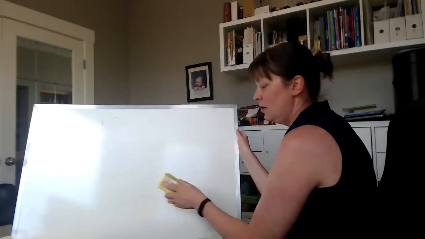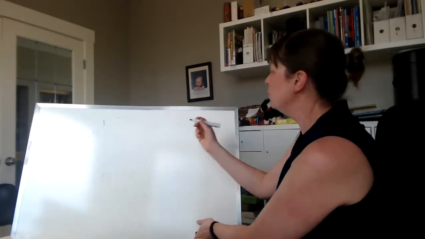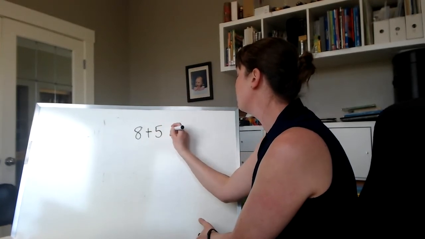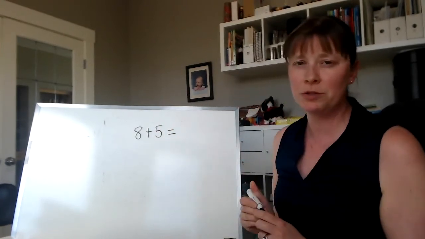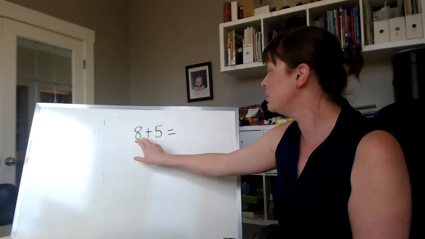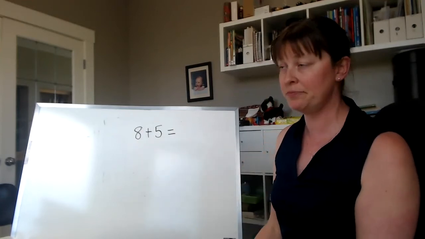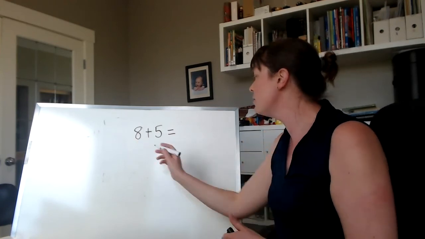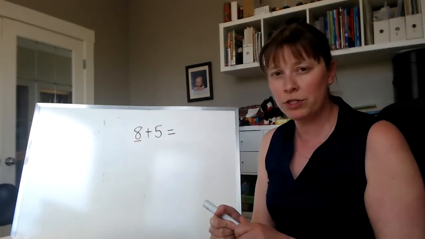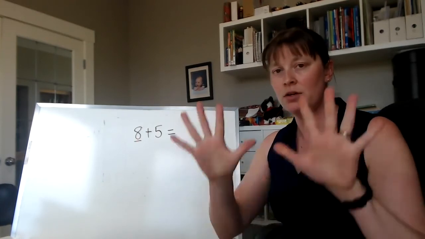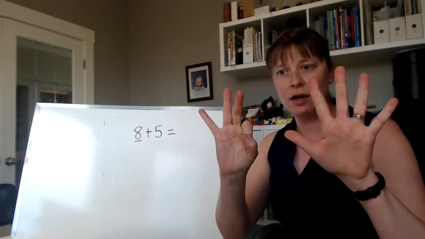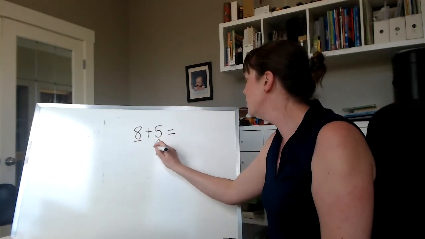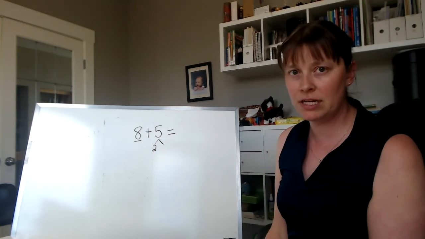Okay, so let's do 8 plus 5. Now, first thing we want to do is look for the biggest number. Which number is bigger, 8 or 5? You're right, the 8 is bigger, so we're going to look at the 8. Now I'm thinking with my 8, how many more do I need to make 10? I want to make 10, so use your fingers. Here's 8. How many more do I need? I need 2 more. So I got to take the 2 out of our friend down here.